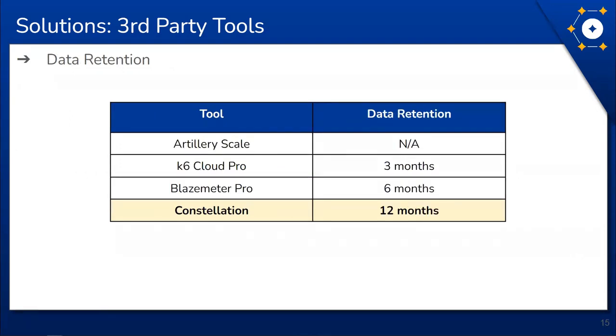Data retention. The cloud-based SaaS solutions retain data on a rolling subscription basis. Once a subscription ends, however, the data is automatically deleted, or there may be an option to purchase data retention. Constellation's data retention period is 12 months, AWS's maximum period. This means Constellation can keep data for an extended period without paying a monthly subscription outside of the AWS fees.